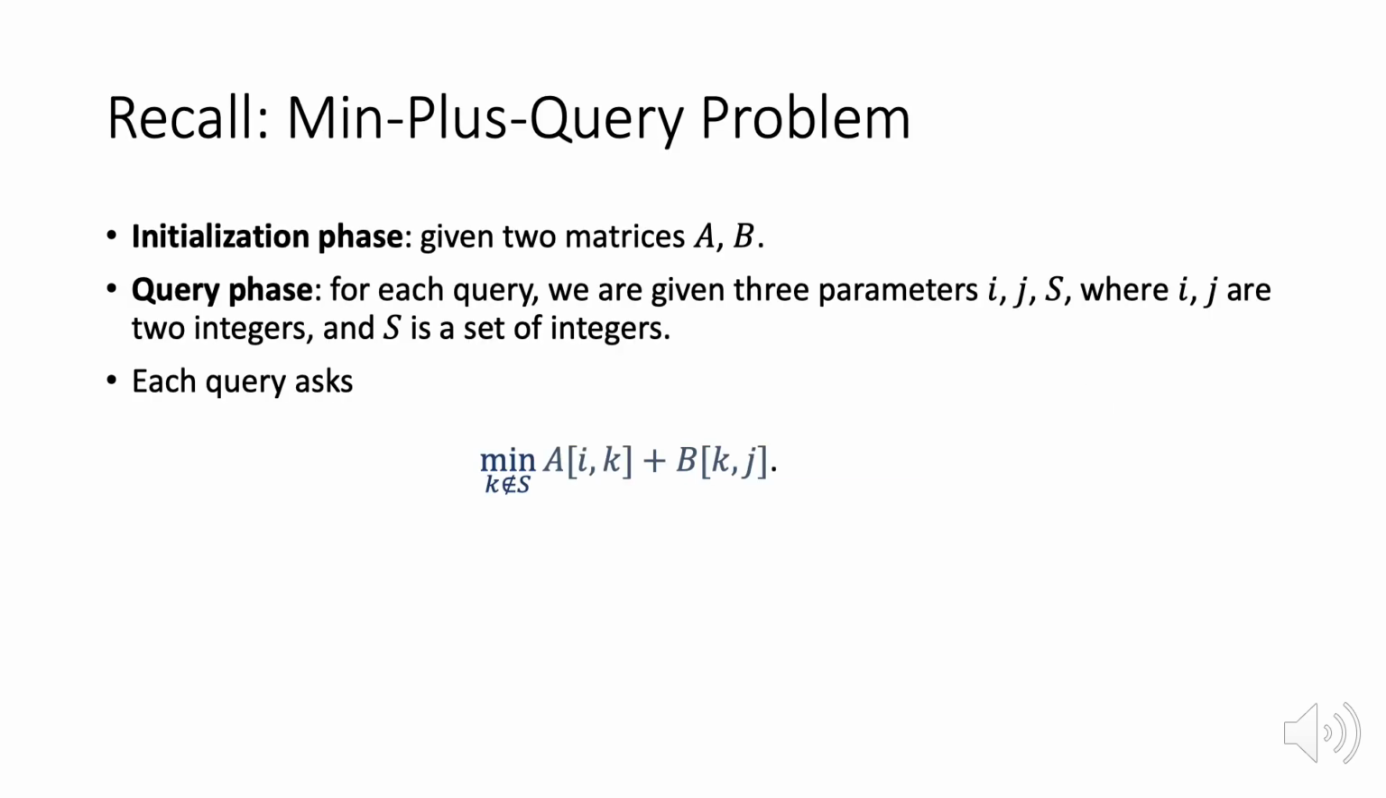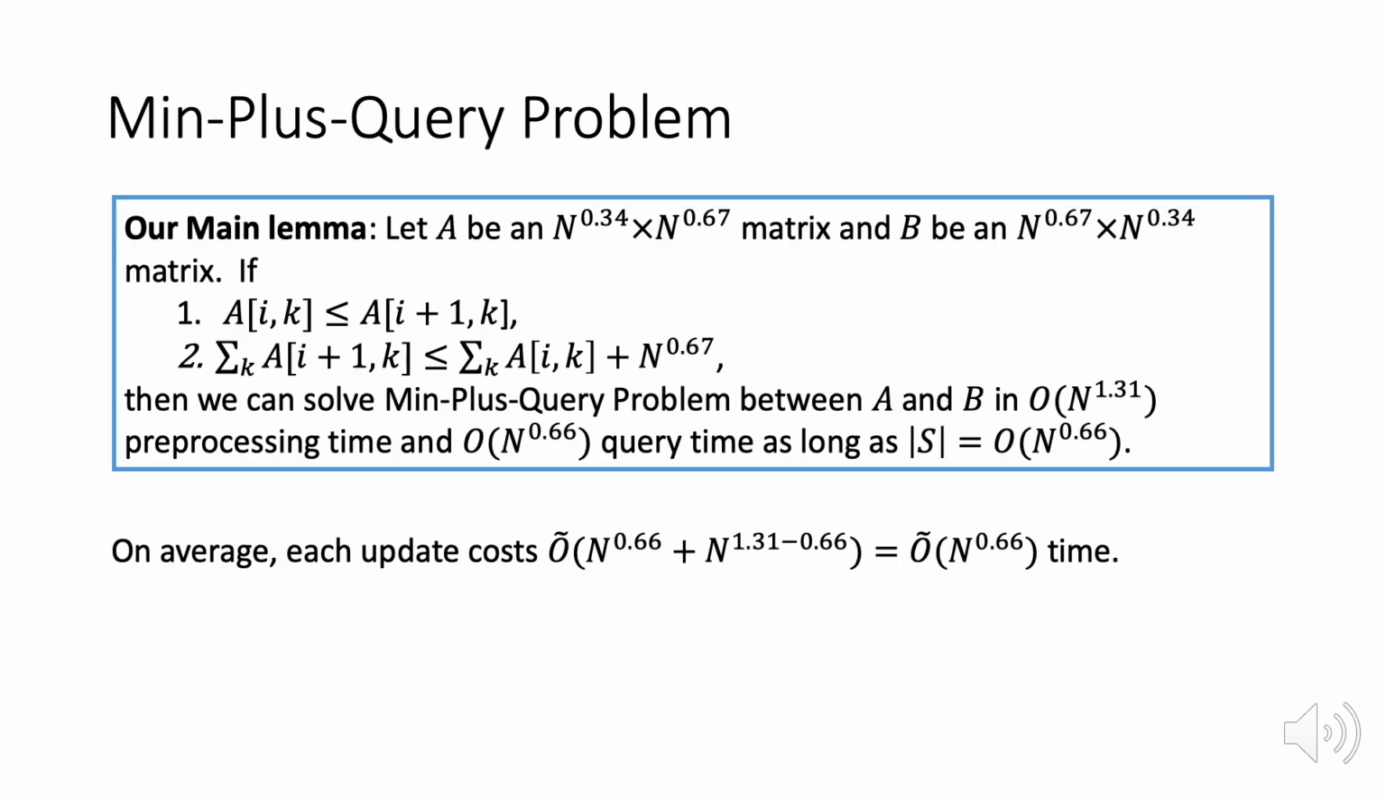This is where the min plus query problem comes in. As we can see here, the set S denotes the set of elements that are recently deleted, and we are asking the min plus product of A and B excluding these recently deleted elements. So this is what we want. Our main lemma says that we can do this min plus query problem efficiently.